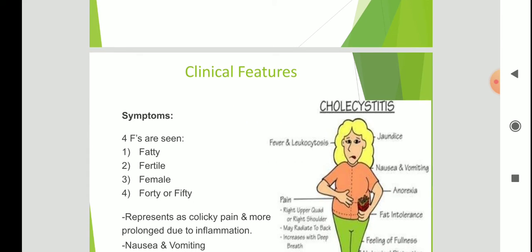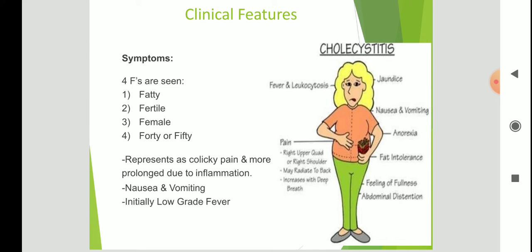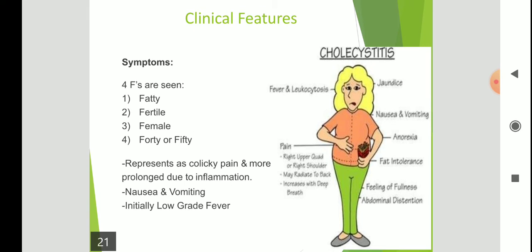So this is the pathology involved in this entity, the inflammation. Clinical features, the symptoms: the 4 F's, an invariably asked question in your medicine department, pathology, microbiology, or most departments, and a commonly asked viva question in surgery. What are the 4 F's? Your answer should be the contributing factors for cholecystitis: fatty, fertile, female, 40 or 50 age group. That is the 4 F's you can see in cholecystitis.